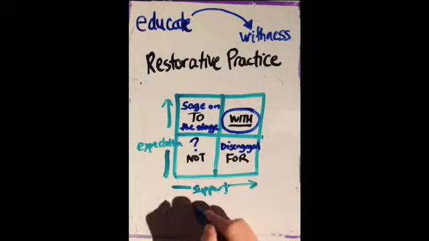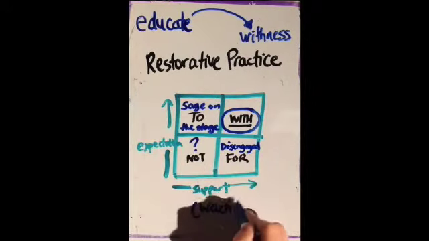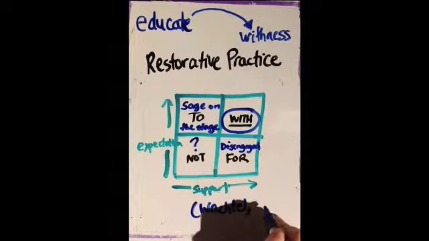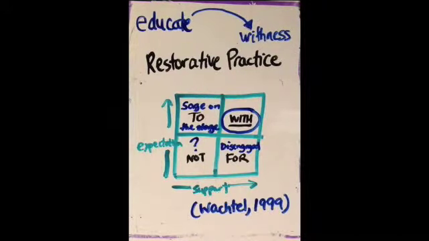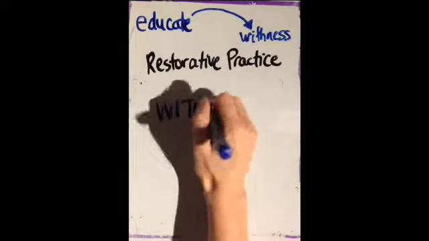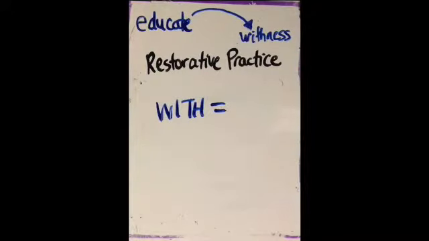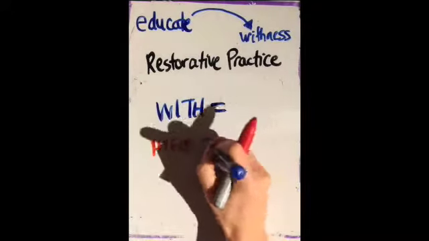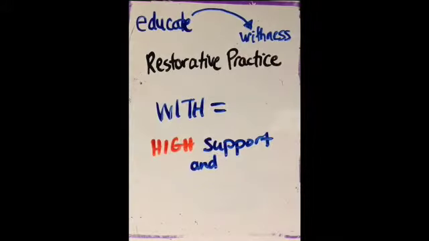The high expectation, high support quadrant is where withness takes place. And that is where we can push and challenge and encourage people to grow by providing high support and having high expectations for them. So withness is high support and high expectation.